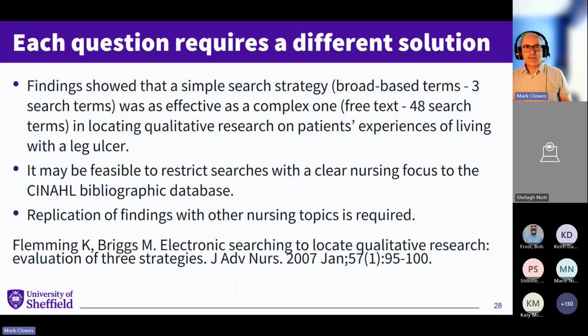There's no right answer to what's going to work. Every review question requires a different search approach. Just got a couple of case studies here, one from Fleming saying that a simple search strategy was as effective as a complex one. That may be the case for you. It may be if time constraints are an issue that you can restrict your searches to a particular database. I wouldn't want to advise that for all topics.